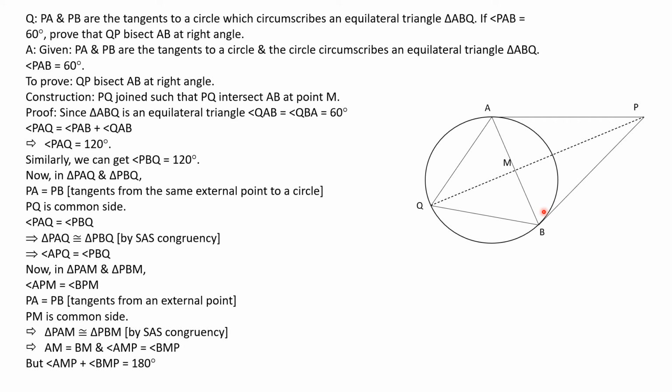But angle AMP plus angle BMP equals 180 degrees, because this is a straight angle. So this implies angle AMP equals 90 degrees, because both sum to 180 degrees and both are equal. So angle AMP is 90 degrees. That means PQ bisects AB at right angle. Hence proved.